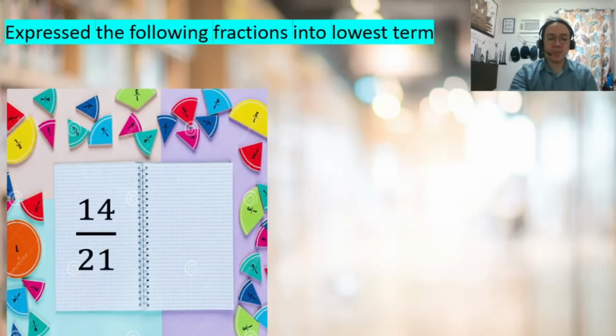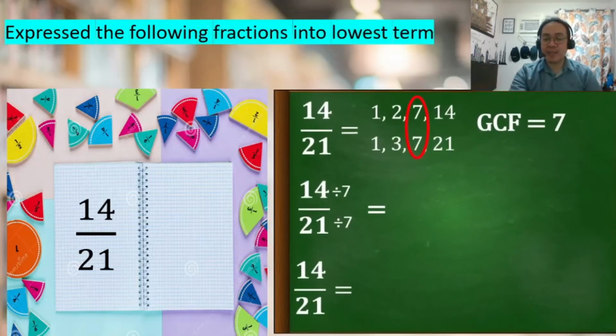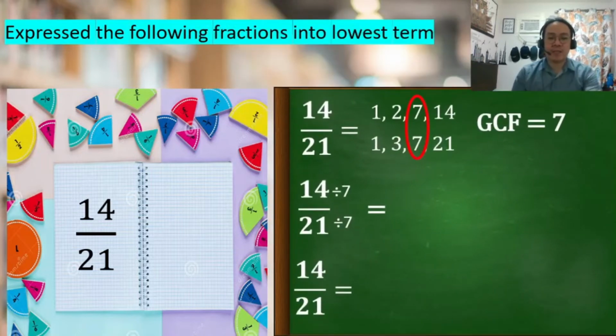Okay, try to do this one. 14 over 21. Ano ang kanyang lowest term? Okay, I will give you at least 30 seconds. Ano yung GCF niya? Okay. So, ang GCF niya is 7. Gumamit ako ng listing method.